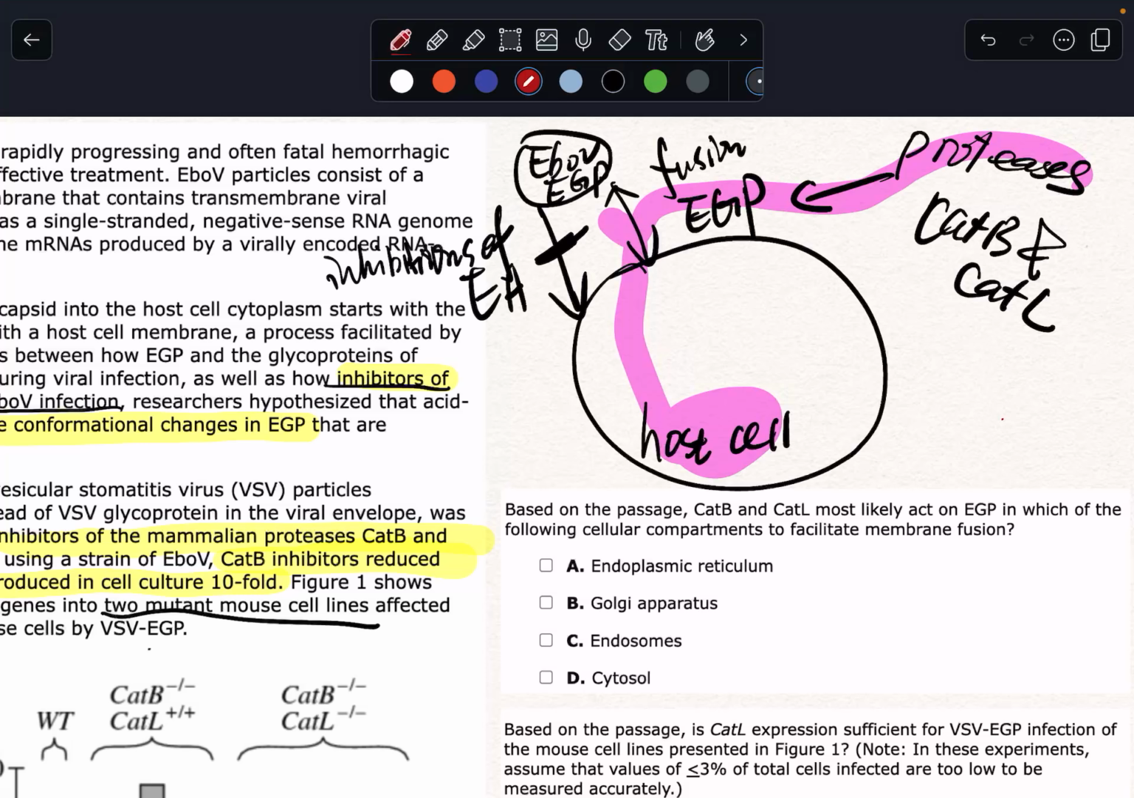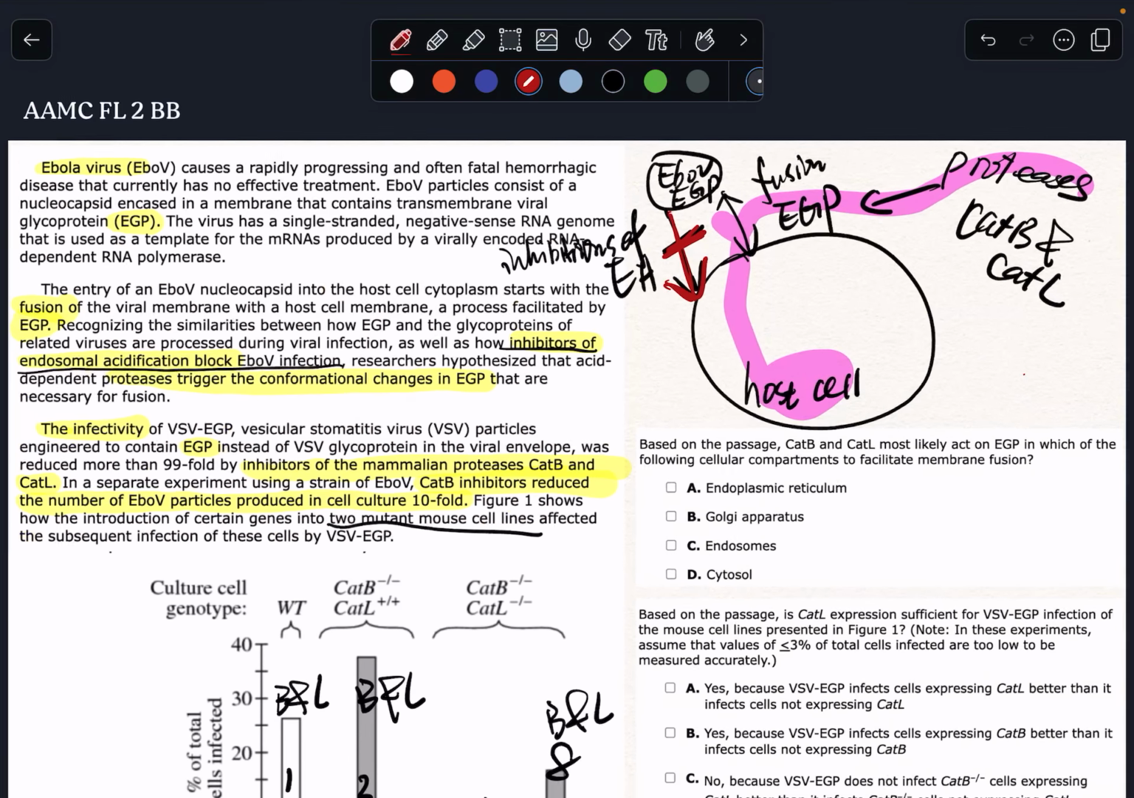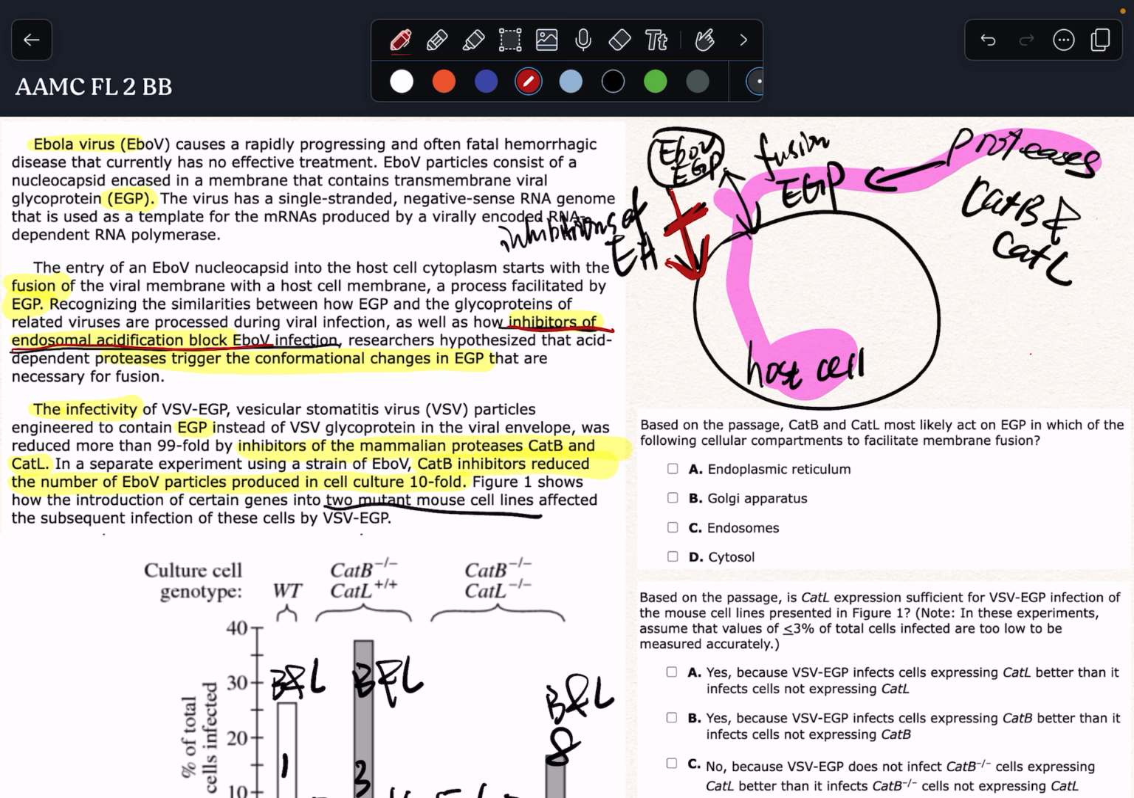Okay, so let's go back to our pathway that I highlighted in pink. Those cat B, cat L, they're proteases, they change the conformation structure of my EGP, and then EGP can facilitate the fusion of the membranes, and then voila, the virus is inside the cell, then infection can happen, right? But we know that there's something that's blocking this infection. What is this? It's the inhibitors of endosomal acidification. Okay, inhibitors of endosomal acidification block this infection.